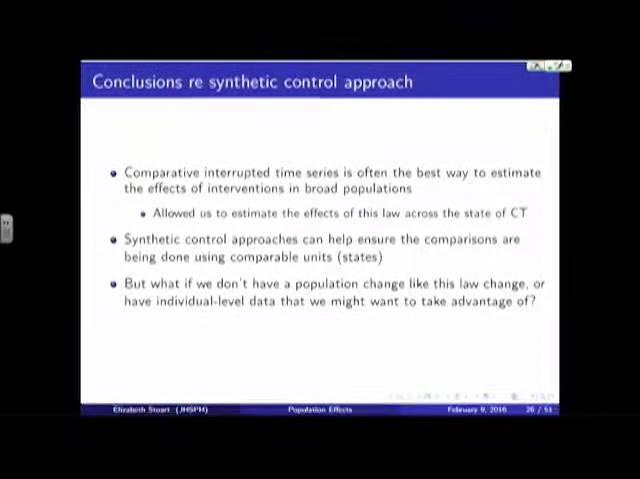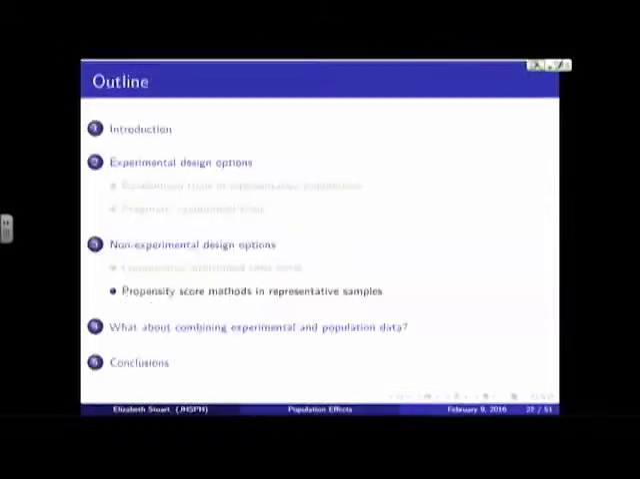What I'll turn to now, though, is answering the question, well, what if we don't have a population change like this? Or maybe what if we have individual level data that we might want to take advantage of to estimate some causal effect? So I'll now turn to a second case study looking at propensity score methods conducted in at least somewhat representative samples.